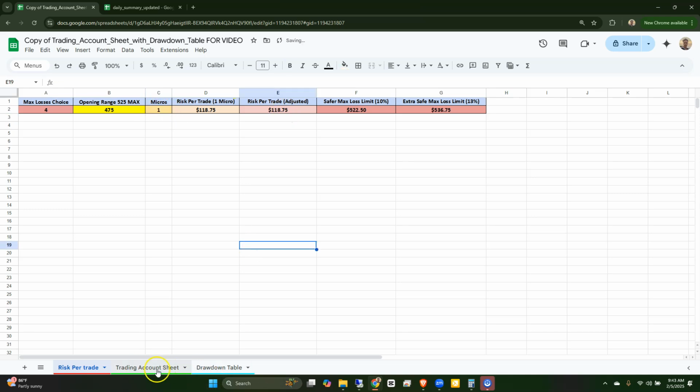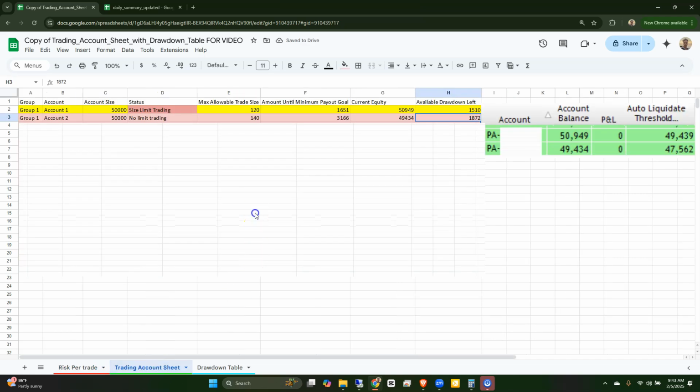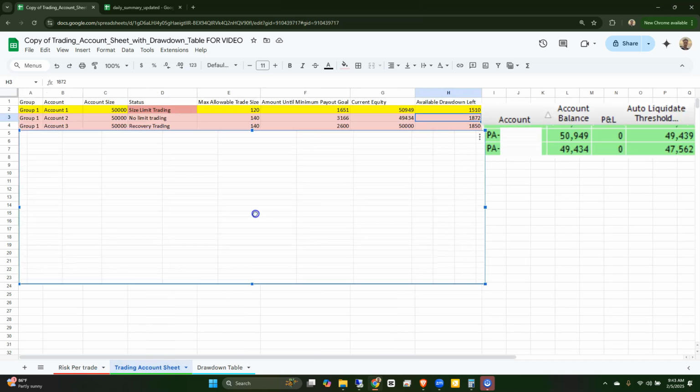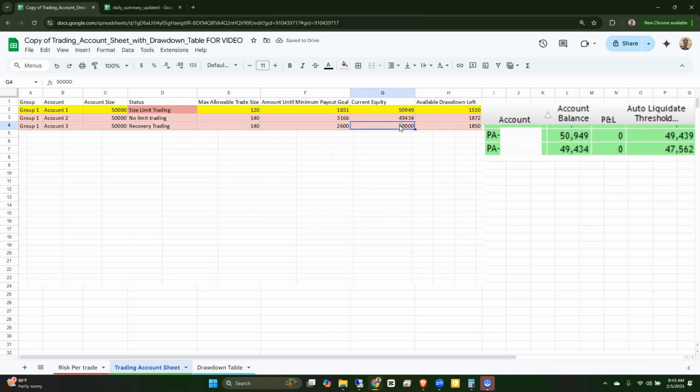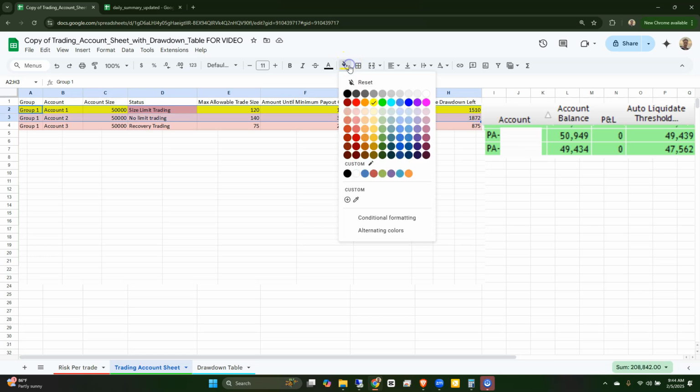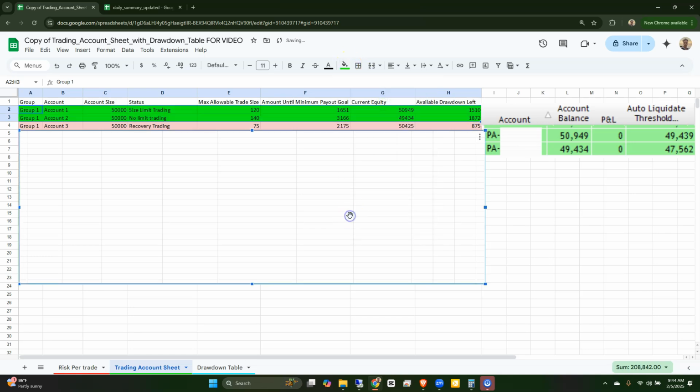Okay, so if we go back to the account sheet, now let's look at a day where, let's just completely make something up, 50,425 current equity. And with this account, we only have a drawdown left of, I don't know, 875. Okay, so we're allowed to trade these two accounts. Let's make these green. On this particular day.